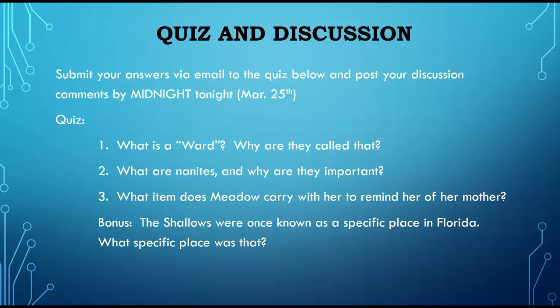Okay? The first quiz question is, what is a ward? Why are they called that? Second quiz question is, what are nanites and why are they important? Please answer both parts of these questions. Third, what item does Meadow carry with her to remind her of her mother? And if you want a bonus question, the Shallows were once known as a specific place in Florida.